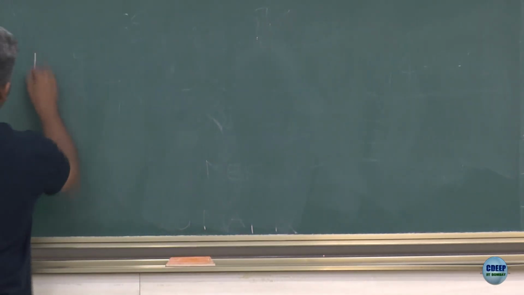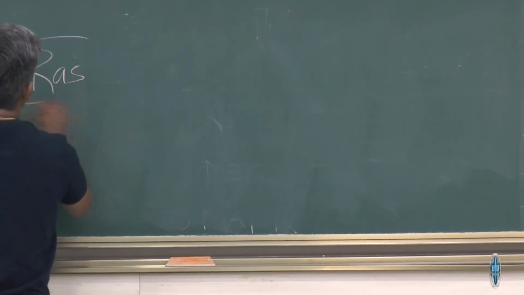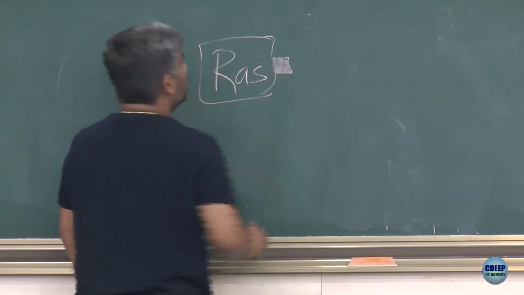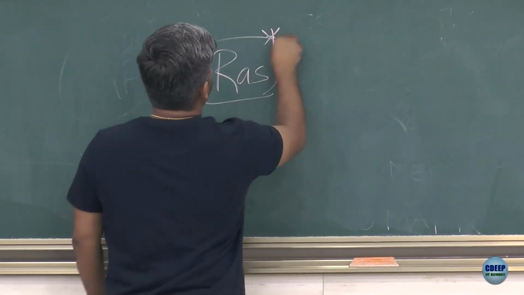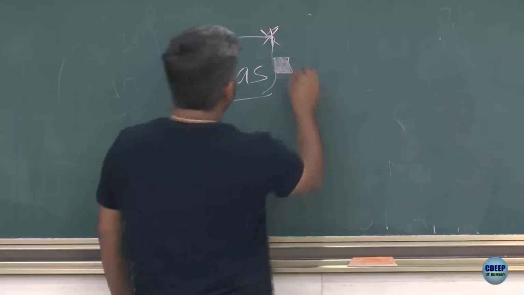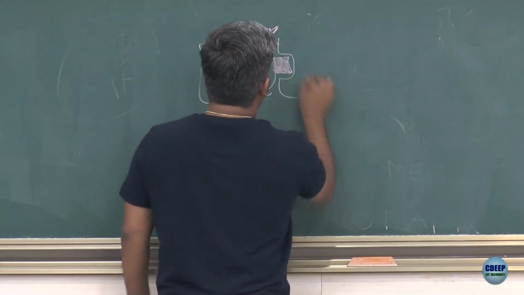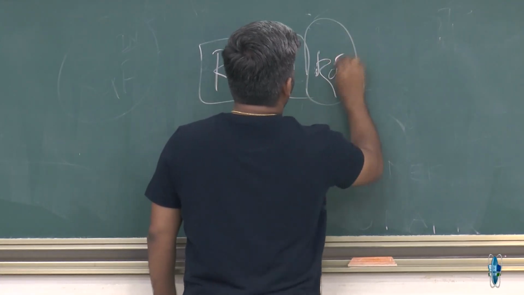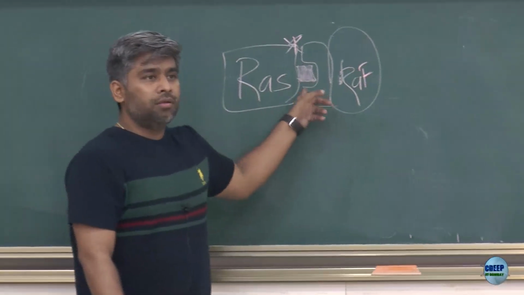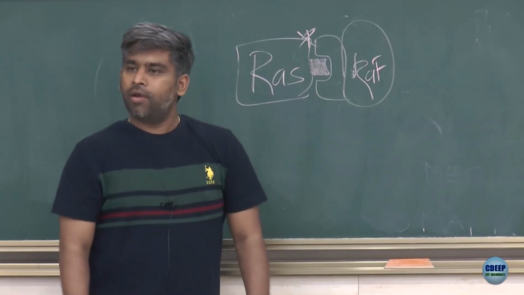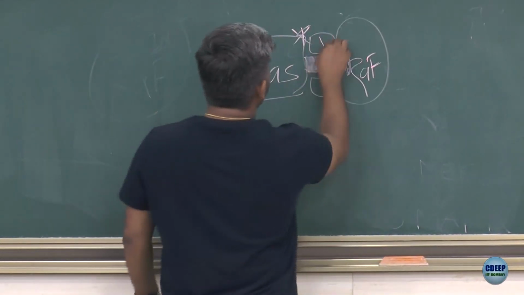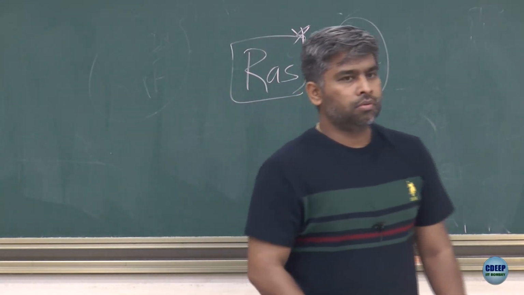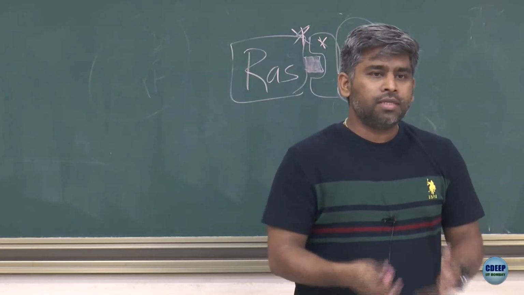So you have RAS. This RAS is active. Then your RAF is coming and binding to this, right? Through this N-terminal regulatory domain, right? Now imagine you have a mutation in this domain. What will happen? No, the question of hydrolysis does not arise.